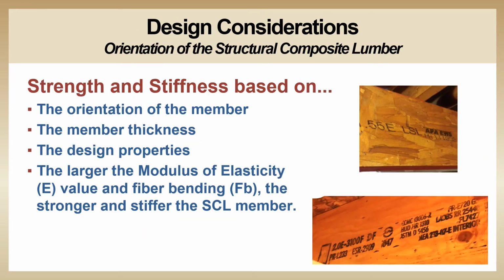The strength and stiffness of the member is based upon how the member is used for its application. The member thickness, depth, design properties, and orientation need to be considered in selecting the correct structural composite lumber product. The larger the modulus of elasticity value and fiber bending, the stronger and stiffer the SCL member. As mentioned earlier, all of this information can be found on the APA website in their product report.